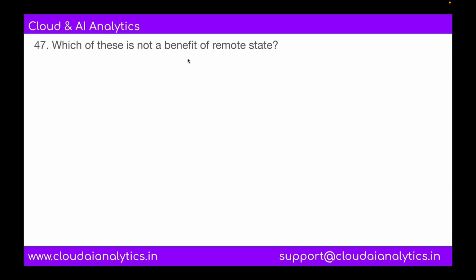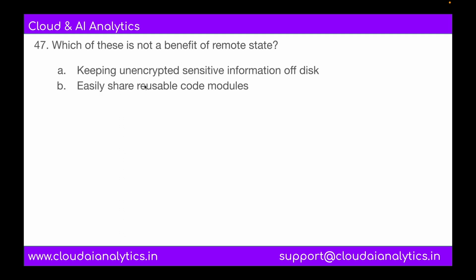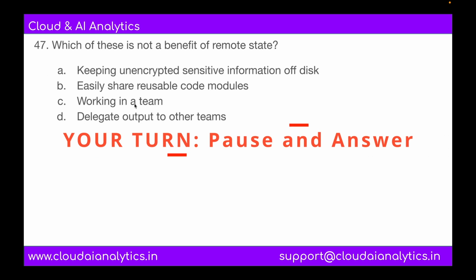Which of these is not a benefit of remote state? Option A, keeping unencrypted sensitive information off disk. Option B, easily share reusable code modules. Option C, working in a team. And option D, delegate output to other teams. So this is very easy to guess. Still, pause the video, go through the question, understand it, and then come up with the answer.